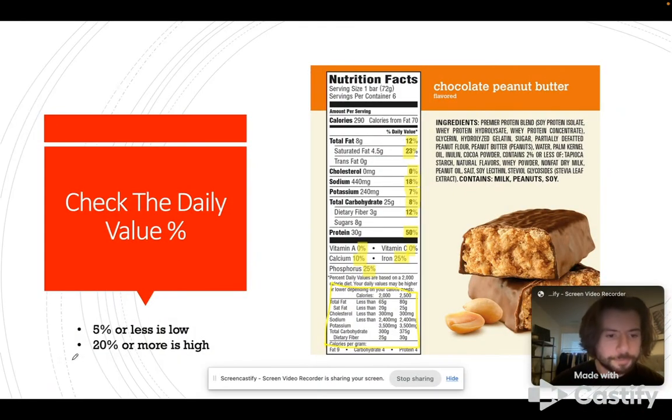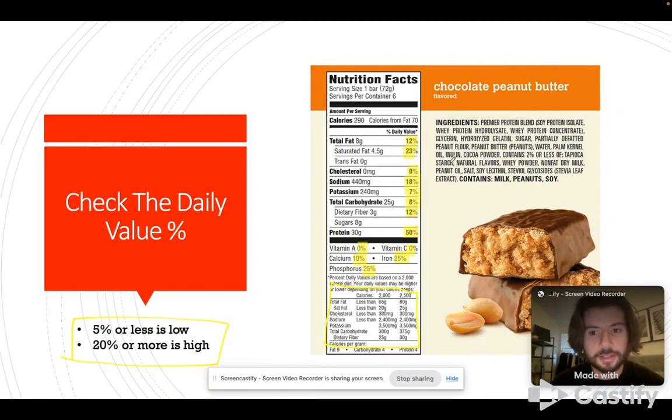So we look down here, we can see that 5% or less is low. So we're looking at cholesterol, that's considered low. And that'd be really the only thing considered like ultra low. Obviously 7%, 8%, those are on the lower side of the spectrum. And then anything with 20% or more is considered high.